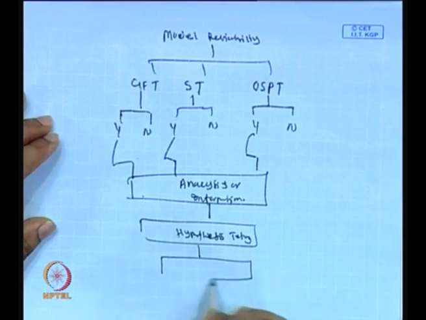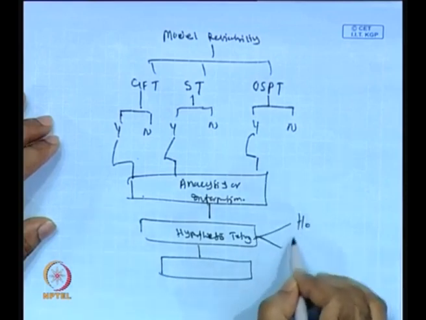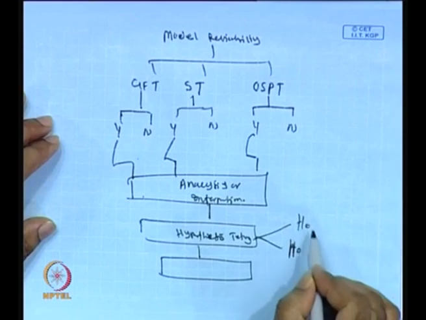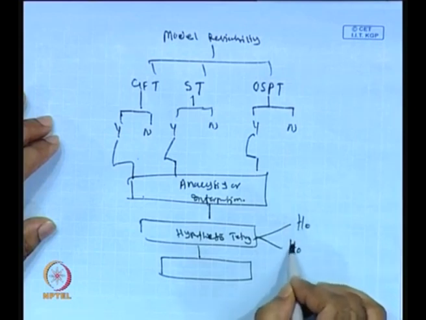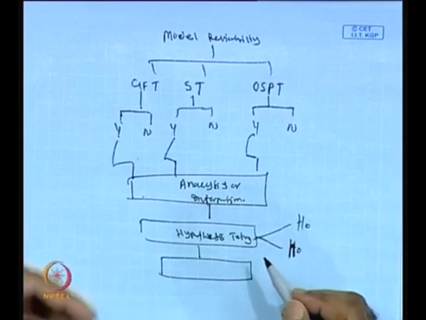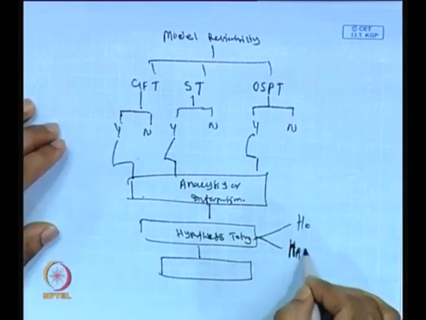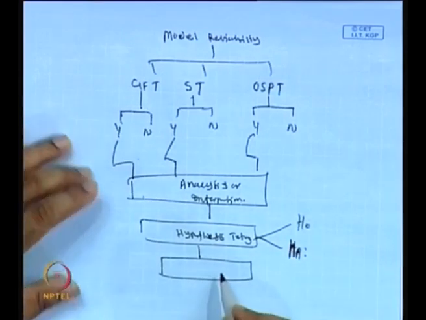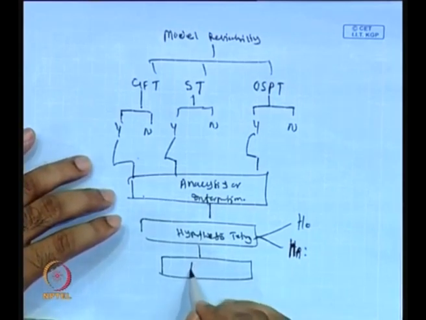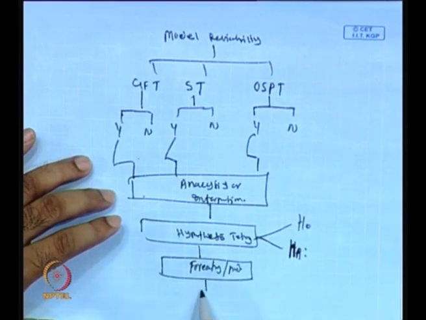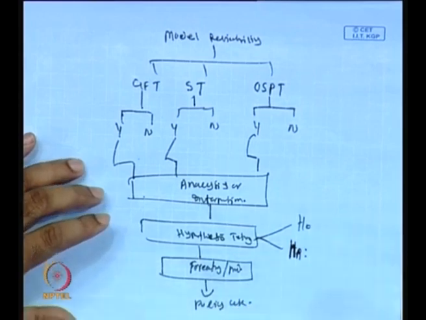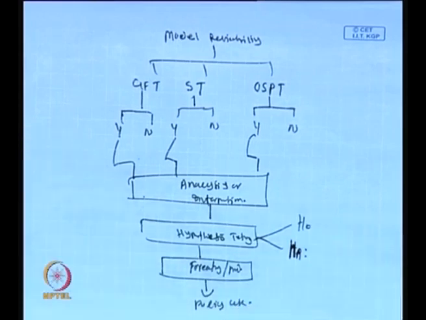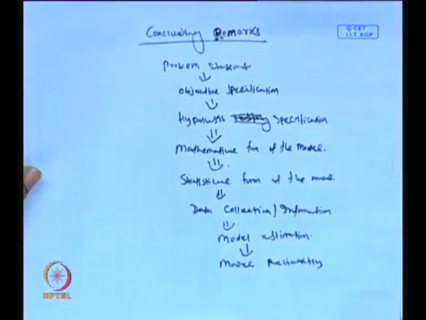Once the hypothesis is clear, we apply the null hypothesis and the alternative hypothesis. Our aim is to reject the null hypothesis, which is assumed to be a correct statement, so that we prove the fact. After hypothesis testing comes forecasting or predictions, and finally policy use. These are all modeling strategies. So what is our structure here?